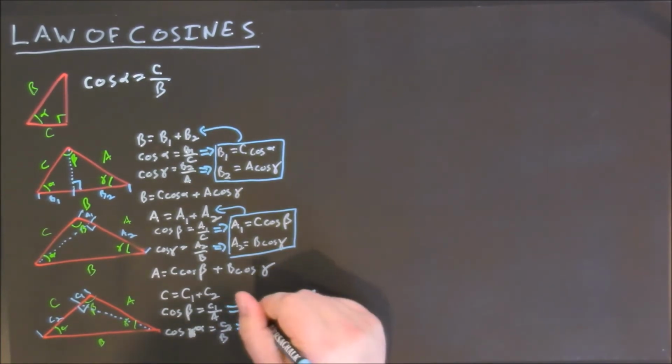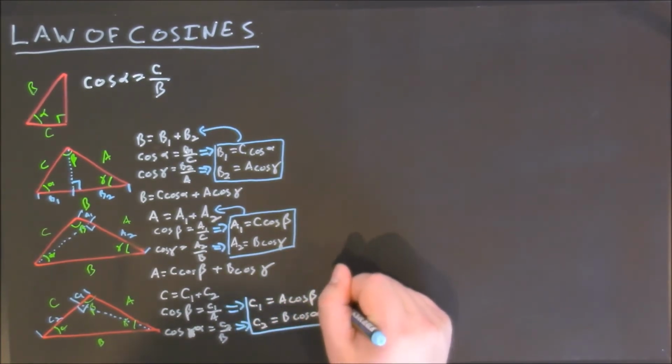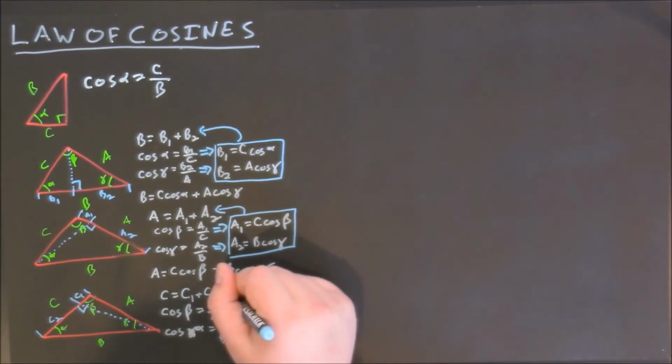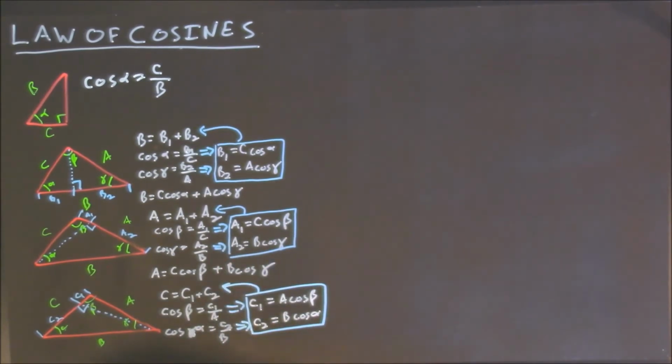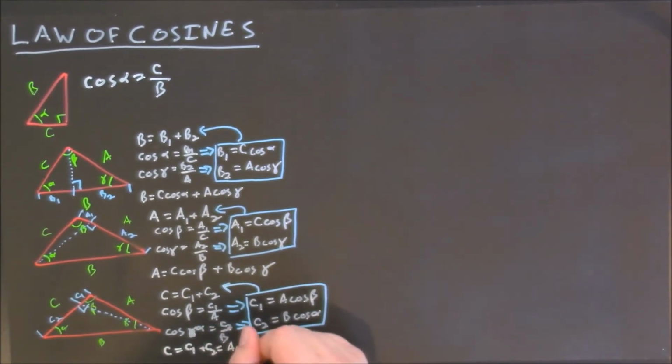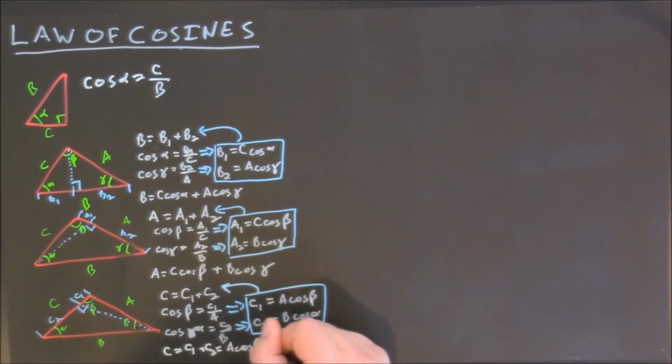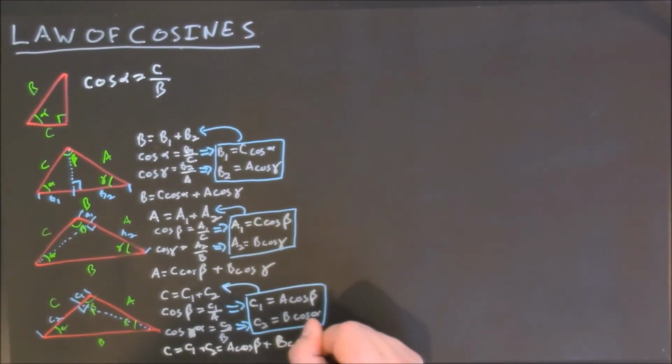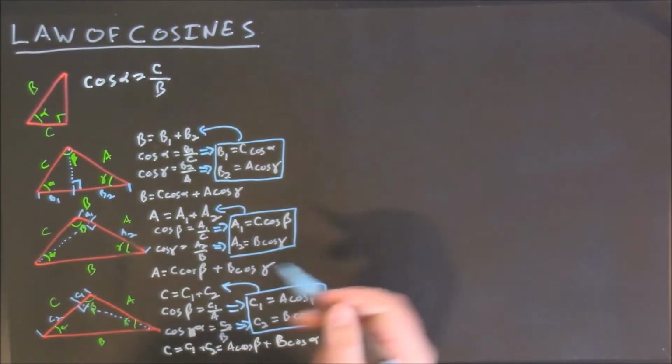Now we could take these two equations, one for C1 and one for C2, and plug them into our original equation up top, and we can get that C is equal to C1 plus C2, which is equal to A cosine beta plus B cosine alpha. So now we have three equations.